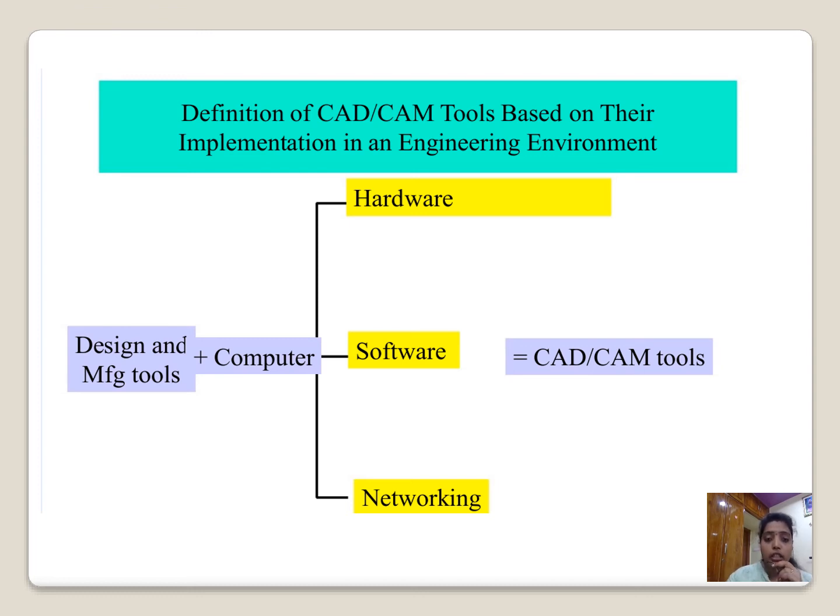Now let us see the combination of CAD CAM tools based on the implementation in an engineering environment. Design and manufacturing tools: the combination of design, meaning CAD, and manufacturing tools plus computer. Both design and manufacturing tools require a computer to manufacture an object. The combination of these two comes under CAD CAM tools. These two processes require hardware, software and networking. This whole combination is known as CAD CAM tools.